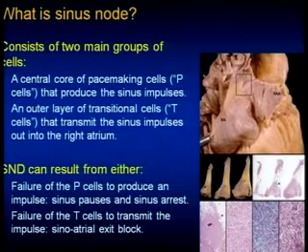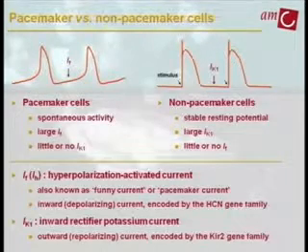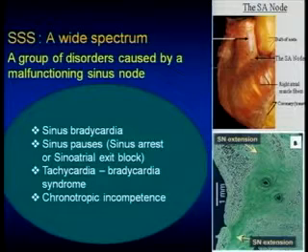If you take statistics based on the electrophysiological studies, sino-atrial exit block is much more common than abnormalities in impulse formation. We know the pacemaker cells are characterized by particular channels called funny currents, funny channels, and also they have a slow diastolic depolarization which can account for the automaticity specific to pacemaker cells. Apart from sinus node automaticity, sino-atrial junction conduction as well as autonomic tone can result in various sinus arrhythmias or abnormalities of sinus node function.